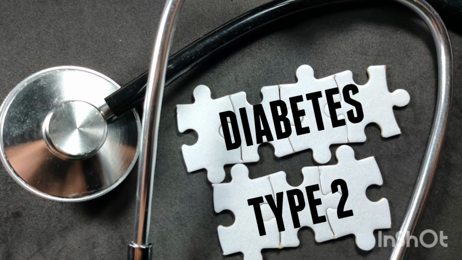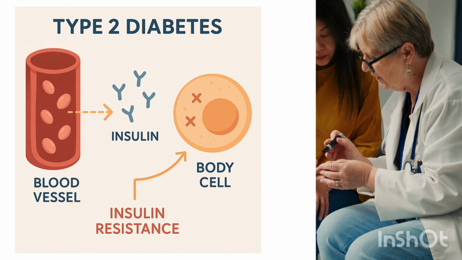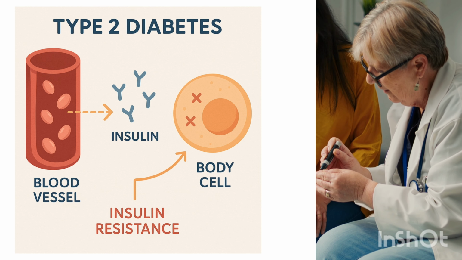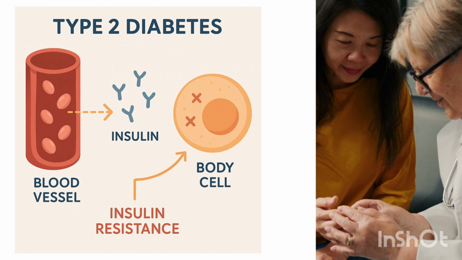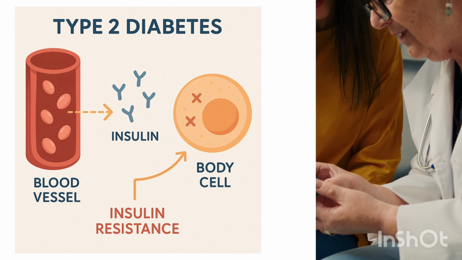2. Type 2 diabetes. The most common form, the body becomes resistant to insulin or the pancreas doesn't produce enough. It is largely lifestyle-related and often occurs in adults, though increasingly seen in younger people due to rising obesity.